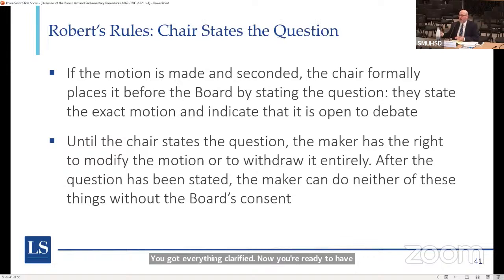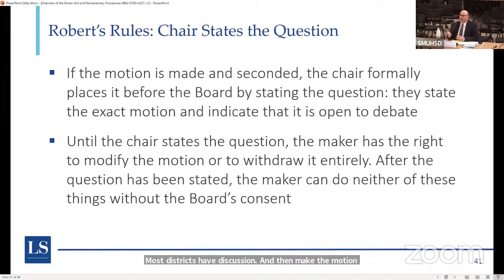And doing it in this order actually helps make sure you only have one discussion period and it doesn't keep reopening. But most districts don't do it this way. Most districts have discussion and then make the motion. Nothing wrong with that. Just be aware that's not literally what Robert's Rules say.